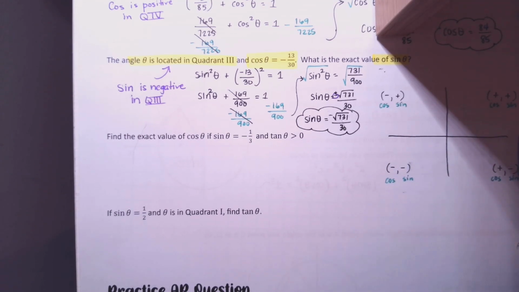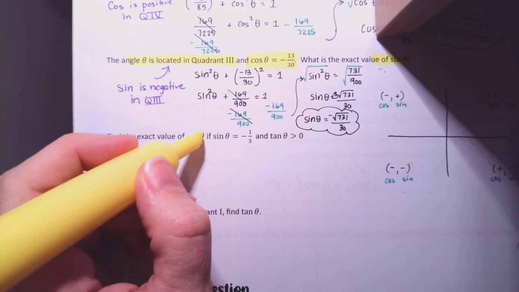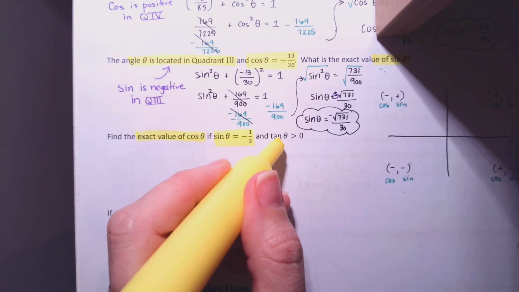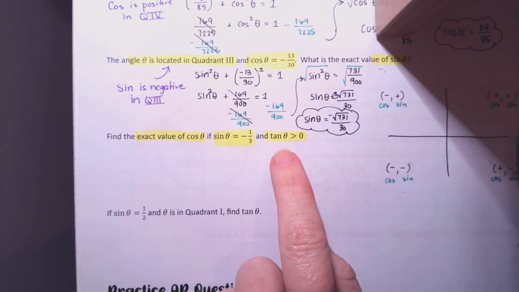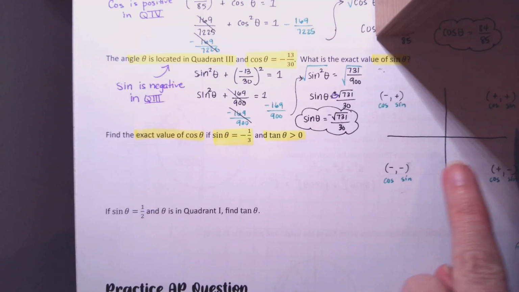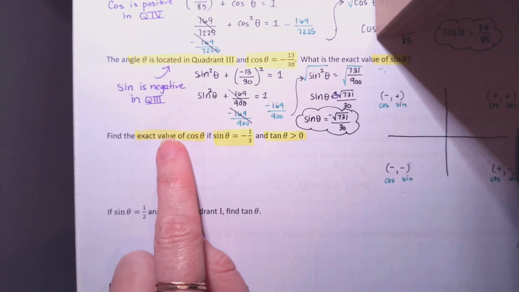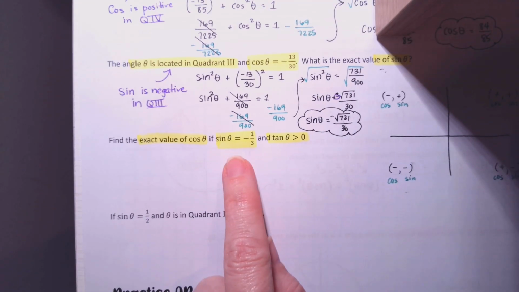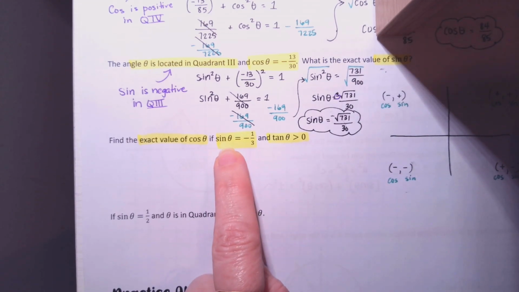Okay, so this one's asking us slightly different, but it is giving us similar information, just worded differently. So we're trying to find the value of cosine if we know the sine and we also know the tangent is greater than 0. This part where it says the tangent is greater than 0 is going to help us narrow down which quadrant we should be looking in. If we can figure out where the tangent is greater than 0, then we can figure out whether the cosine would be positive or negative. But let's first start by just solving for cosine.